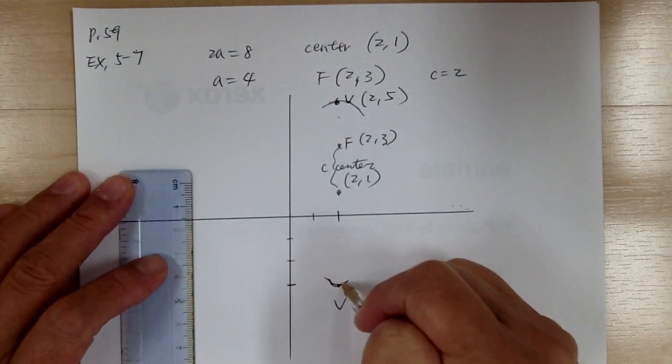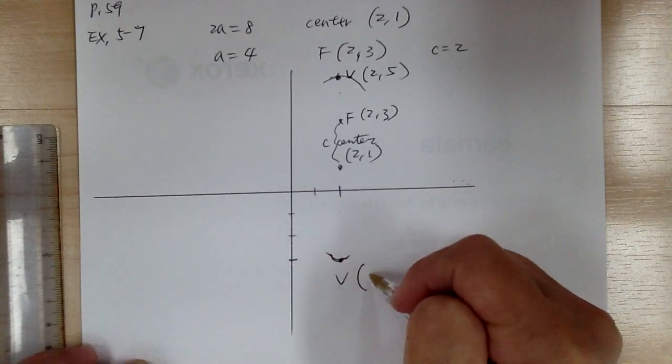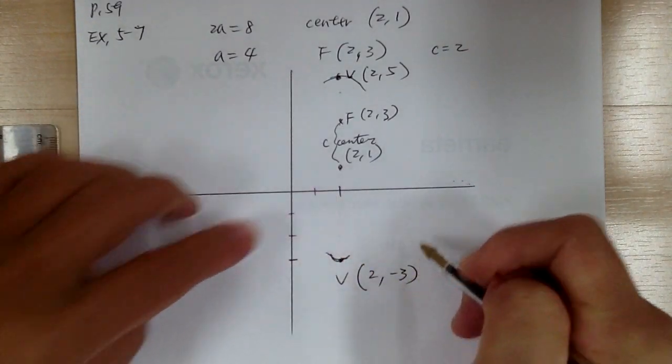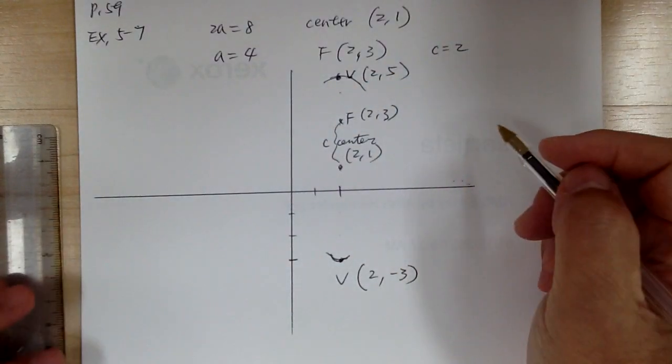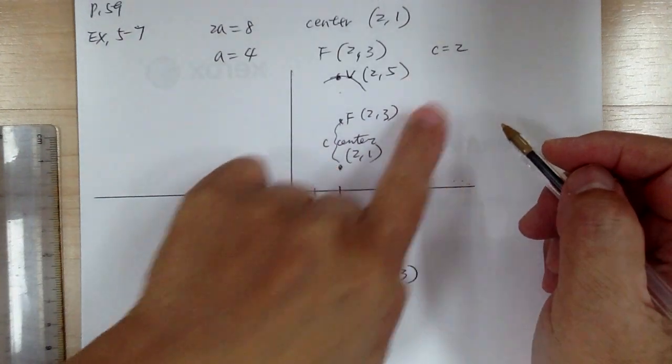And if you do it on graph paper, it makes it even easier. Okay, it's even more obvious. So this would be (2, -3). Okay, so now you've got an A, you've got a C, you can find B, right?